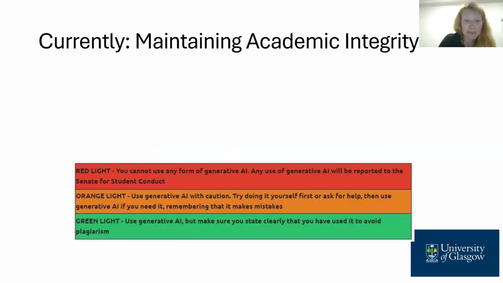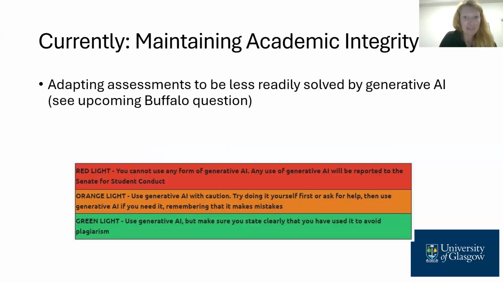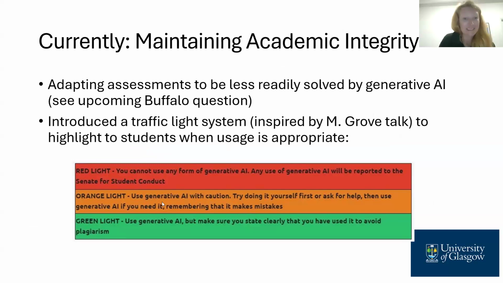So what we're doing currently, we're trying to do the first round. We really tried to maintain academic integrity, and inspired by Michael Grove's talk, we added this traffic light to our Moodle pages to encourage students to think about their AI usage. So we have three lights. So a red light is we don't want them to use it at all, because it's perhaps an exam testing their basic knowledge.